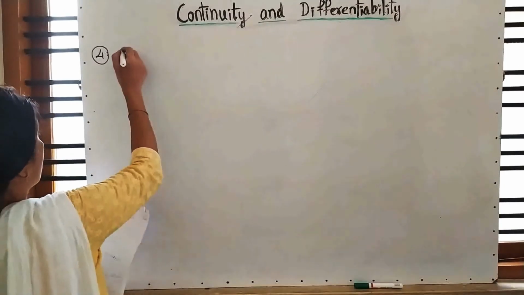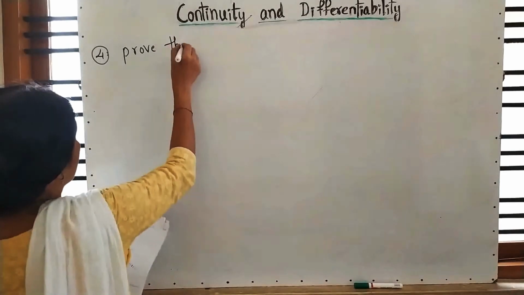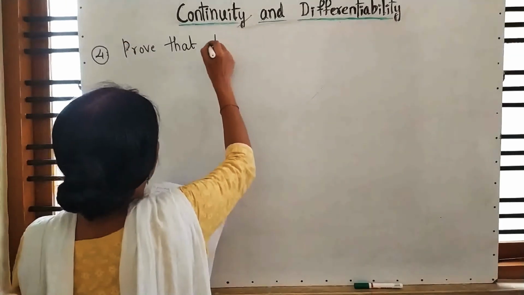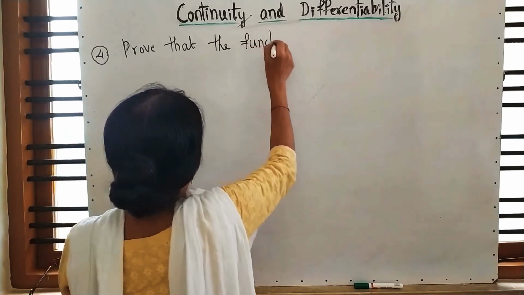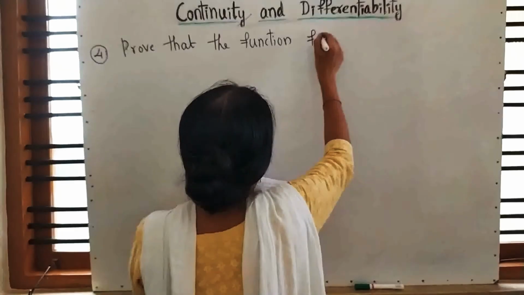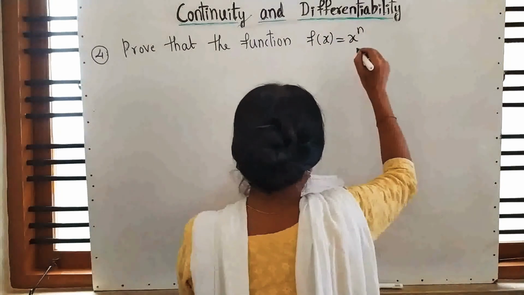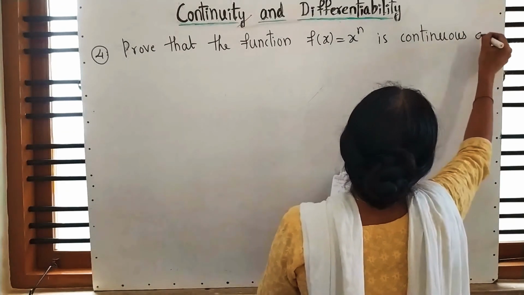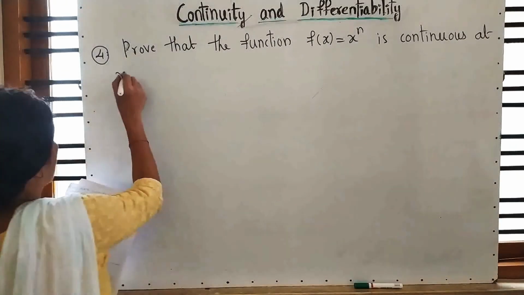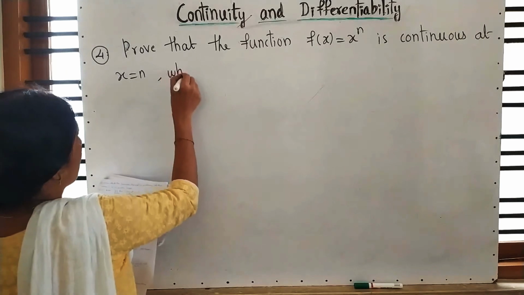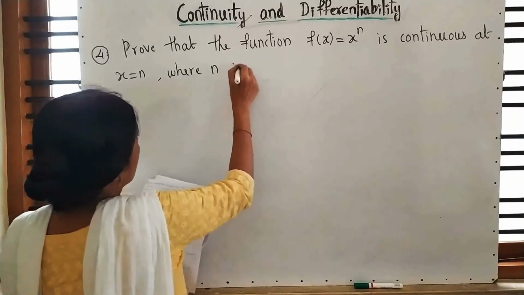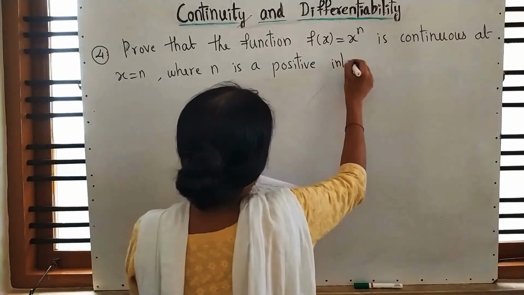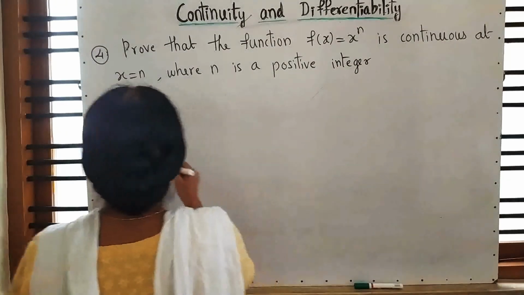So again, this is also interesting. Prove that the function f of x is equal to x raised to n is continuous at x is equal to n, where n is a positive integer. Here, see the solution.